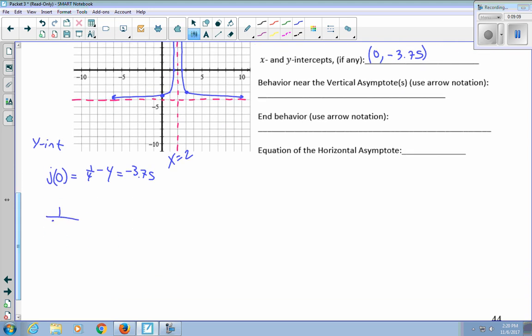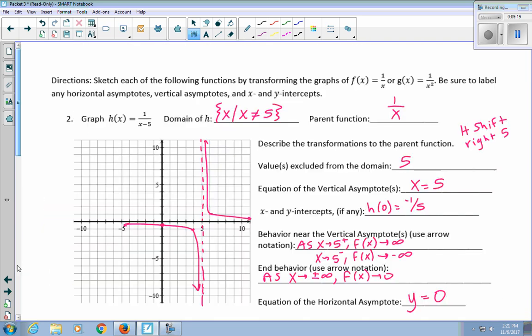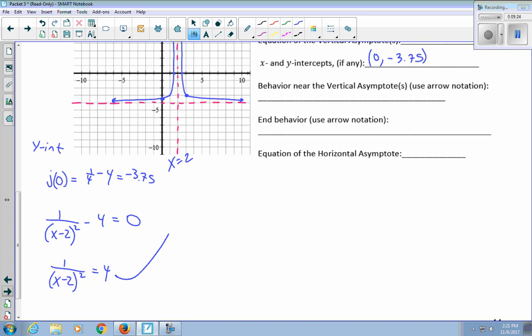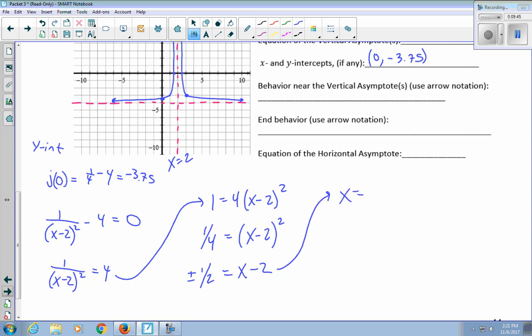And then x-intercepts you get by setting the function equal to 0. So I have 1 over x minus 2 squared minus 4 equals 0. 1 over x minus 2 squared equals 4. So 1 equals 4 times x minus 2 squared. 1/4 is x minus 2 squared. Square root both sides, so I get plus or minus a half equals x minus 2. Add 2 to both sides. So x equals 2 plus a half is 2 1/2. 2 minus a half is 1 1/2. So my x-intercepts are 2.5, 0, and 1.5, 0, and that looks like pretty much exactly where the picture I drew crossed, 1.5 and 2.5.